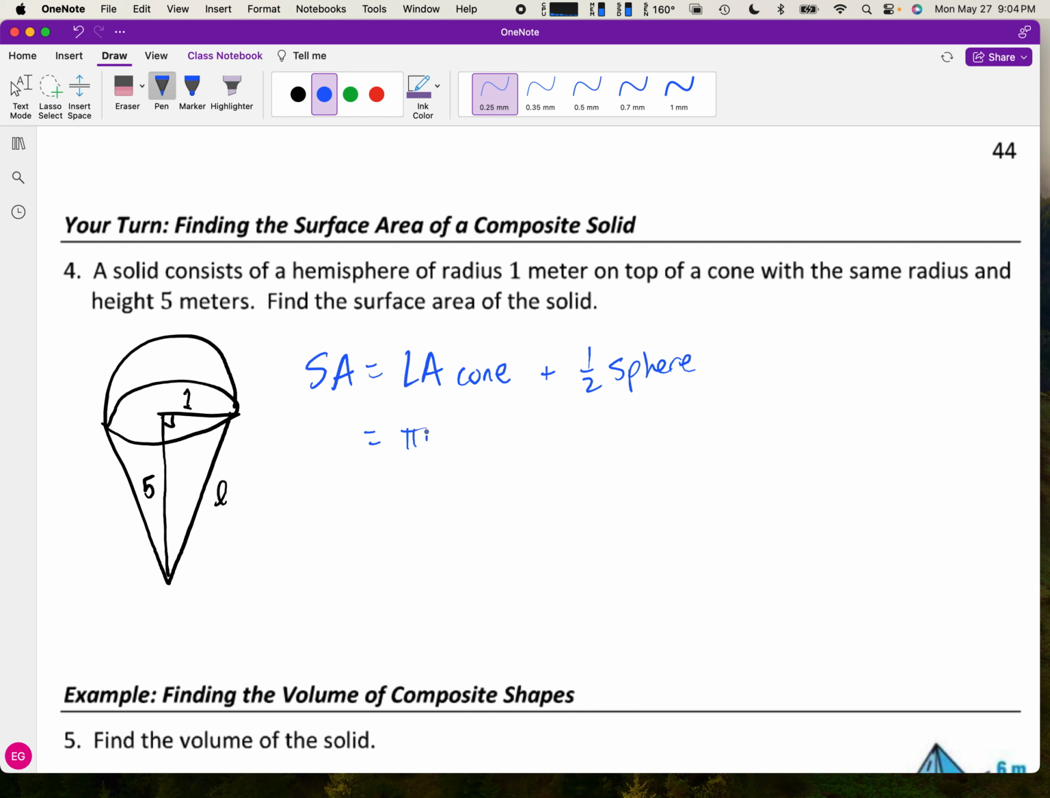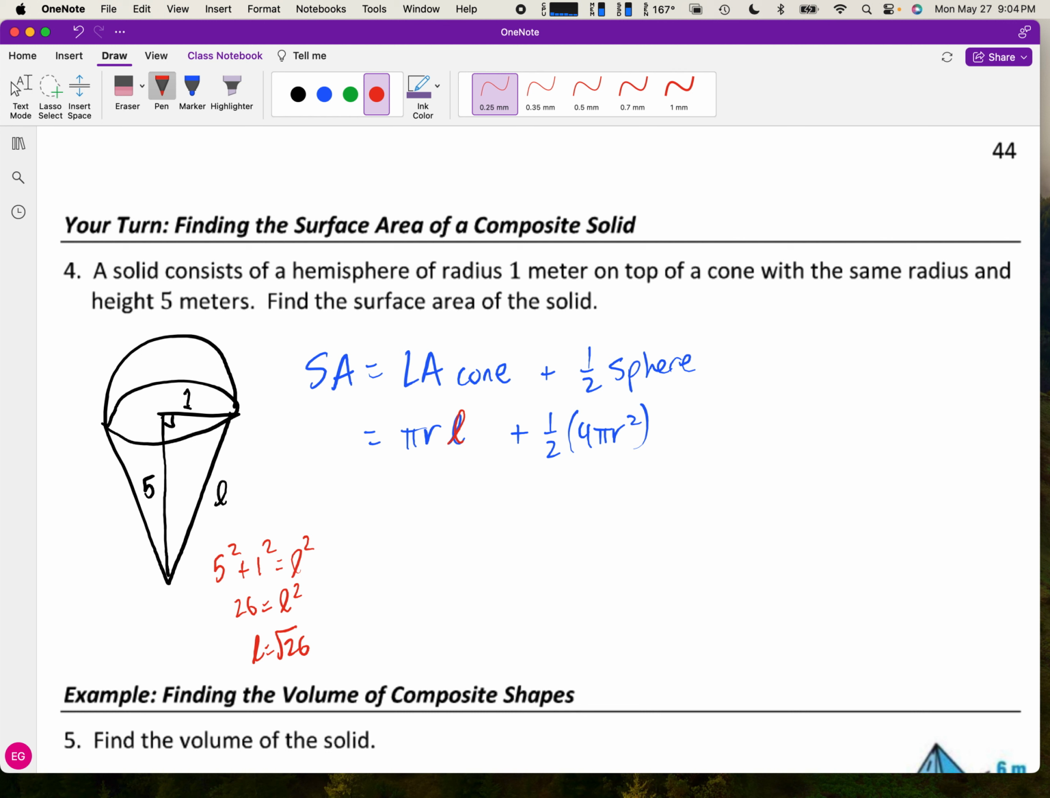We'll get pi r L for the slant height for the cone, and then we're going to do our 1/2 of 4 pi r squared for the surface area of the sphere. Now, I need to do a little bit of math here. I don't know what L is, so we luckily know that in a cone, the height squared plus the radius squared is always equal to the slant height squared. So this is going to be 26 equals L squared, so L is going to equal the square root of 26.